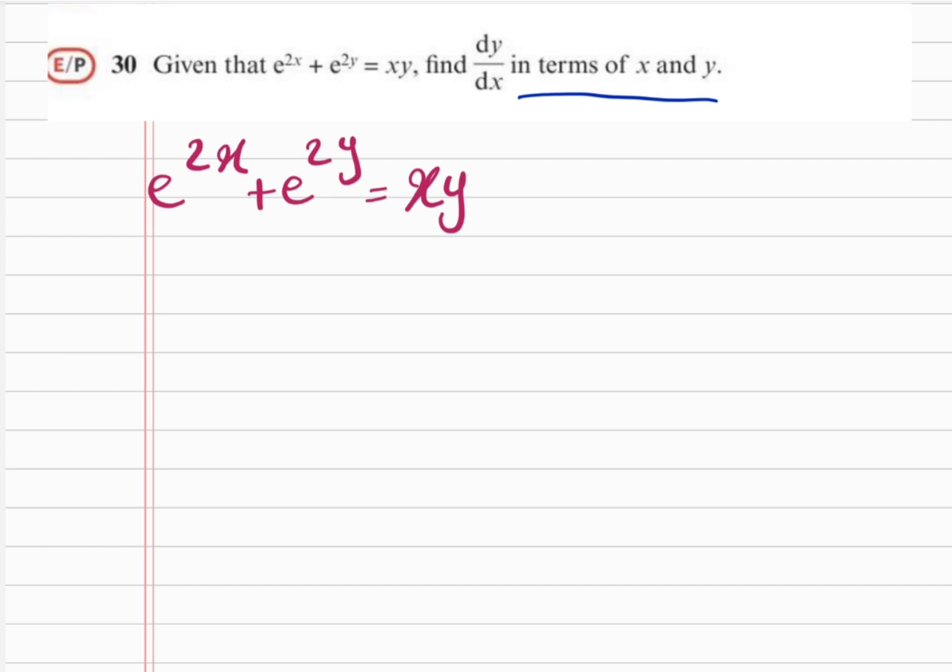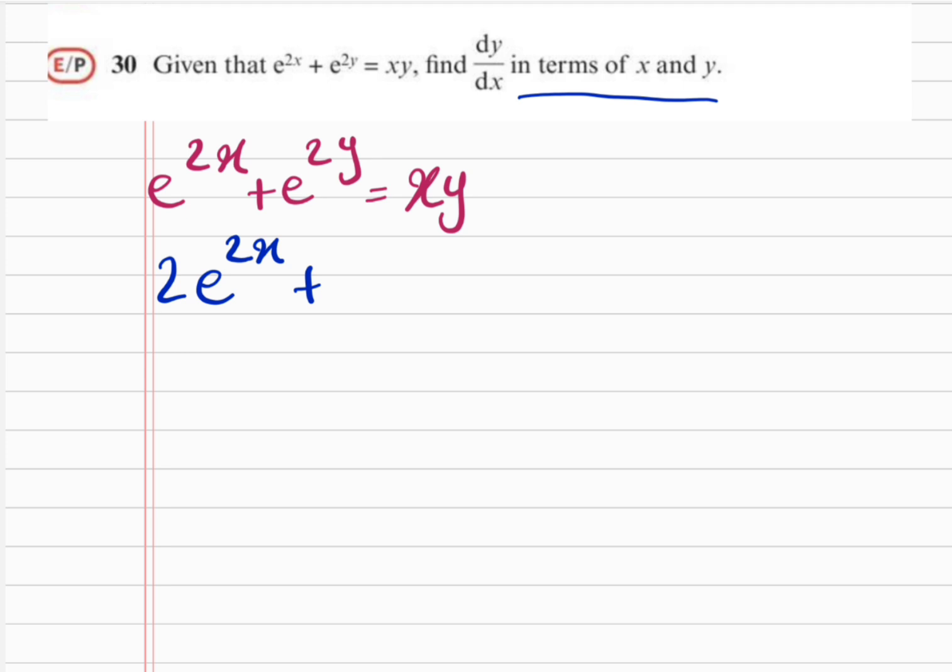The first term, e to the 2x, differentiates to, remember that with an exponential function, you first differentiate the function in the power, and then that comes down as the coefficient, and you write the function itself again. So 2x differentiates to 2, and then we write the function again, 2e to the 2x. e to the 2y differentiates in the same way.